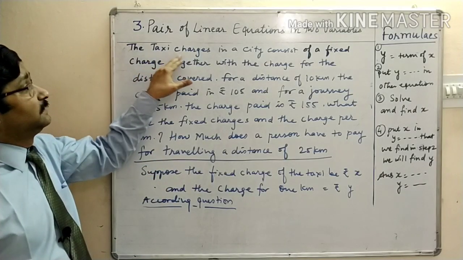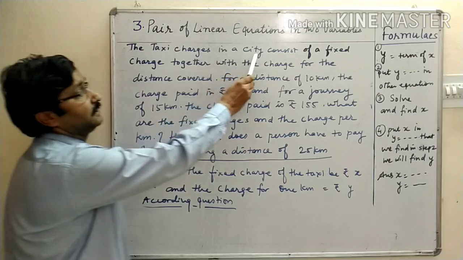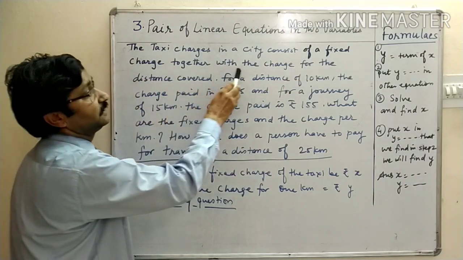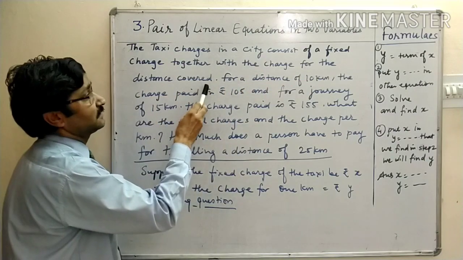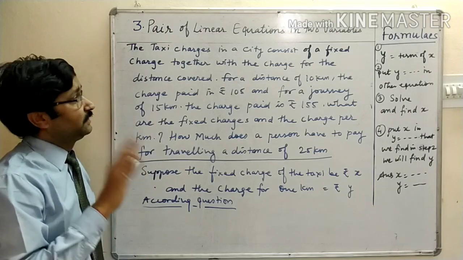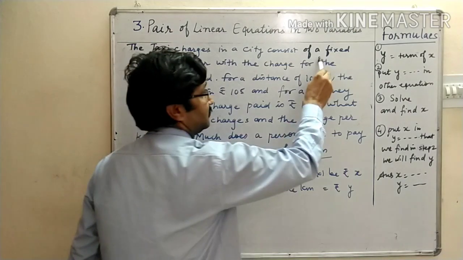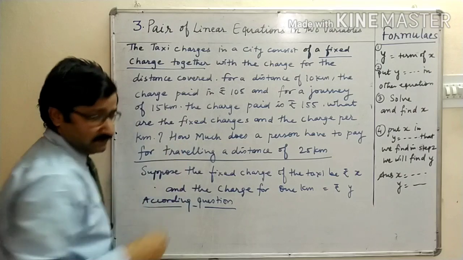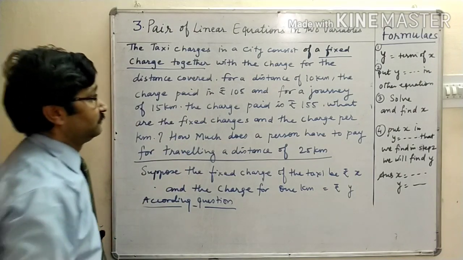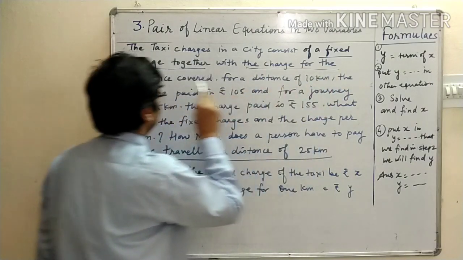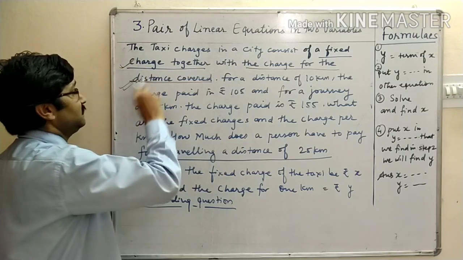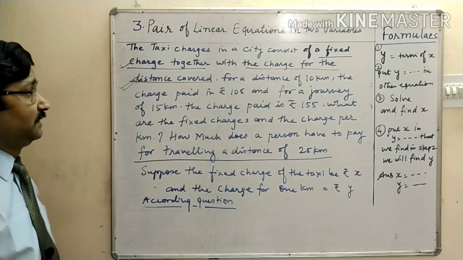The taxi charges in a city consist of a fixed charge together with the charge for the distance covered. Means taxi charges we have two types. One is a fixed charge, which they have to pay, together with the charge for the distance covered. So whatever distance is covered, for that the charge will be added. One is the fixed charge and the second is on the distance. Two types of charge we have.